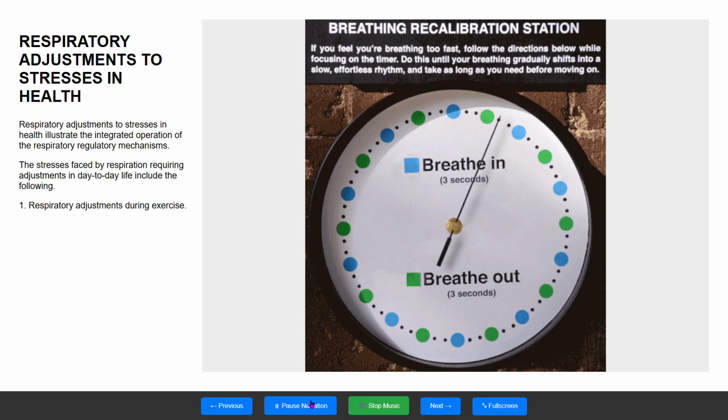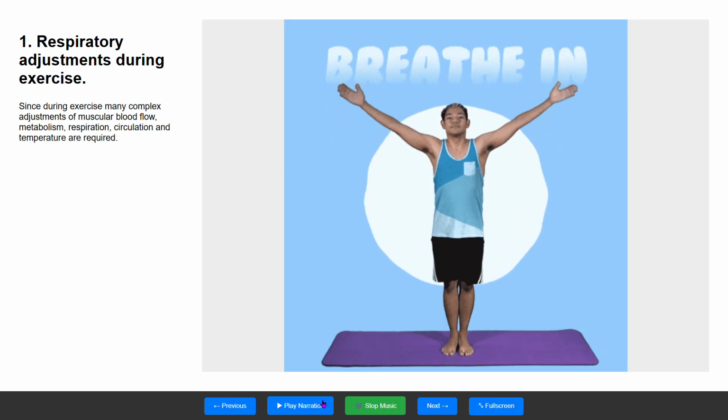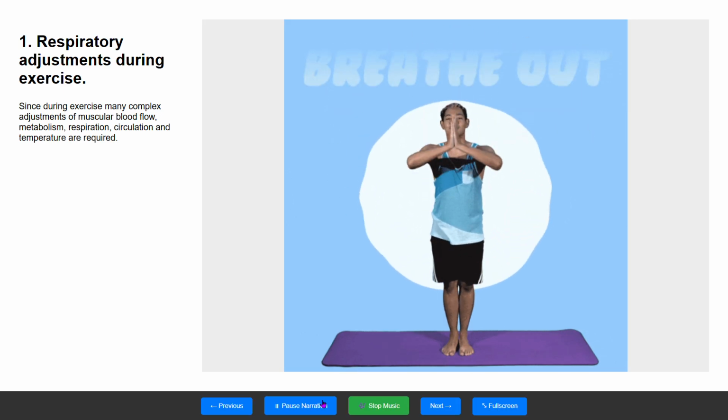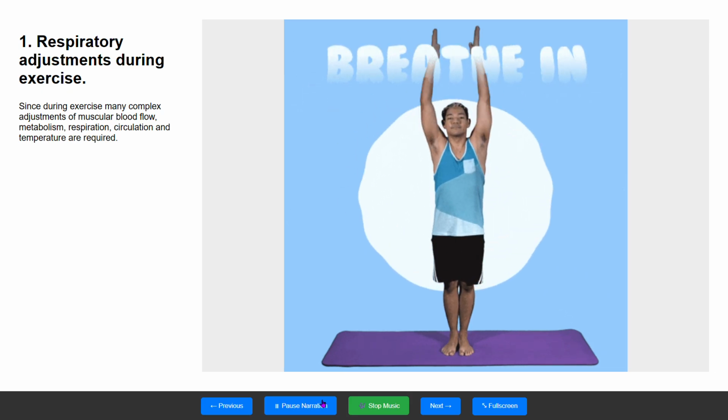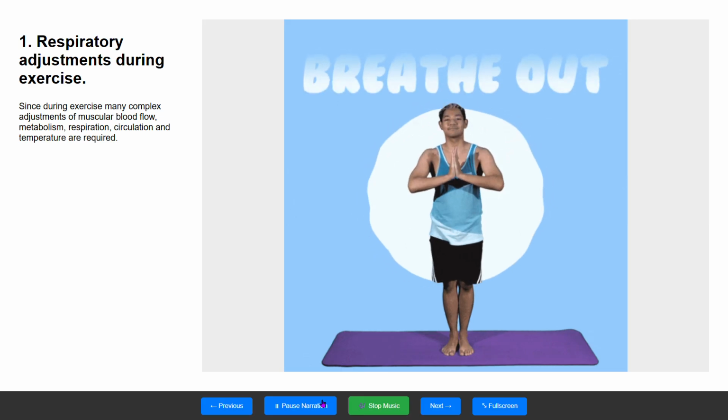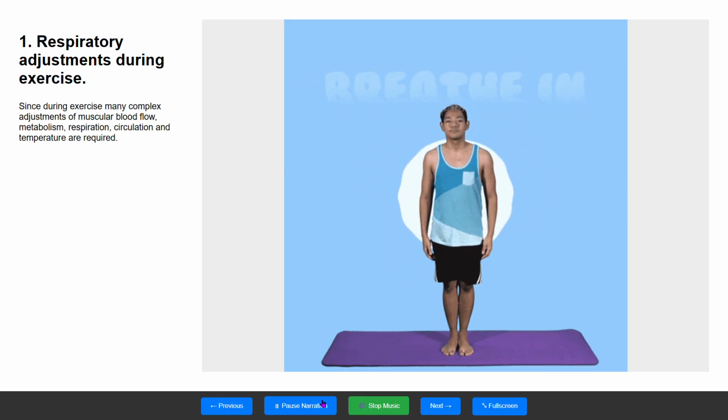Respiratory adjustments to stresses in health illustrate the integrated operation of the respiratory regulatory mechanisms. The stresses faced by respiration requiring adjustments in day-to-day life include the following. 1. Respiratory adjustments during exercise, since during exercise many complex adjustments of muscular blood flow, metabolism, respiration, circulation, and temperature are required.